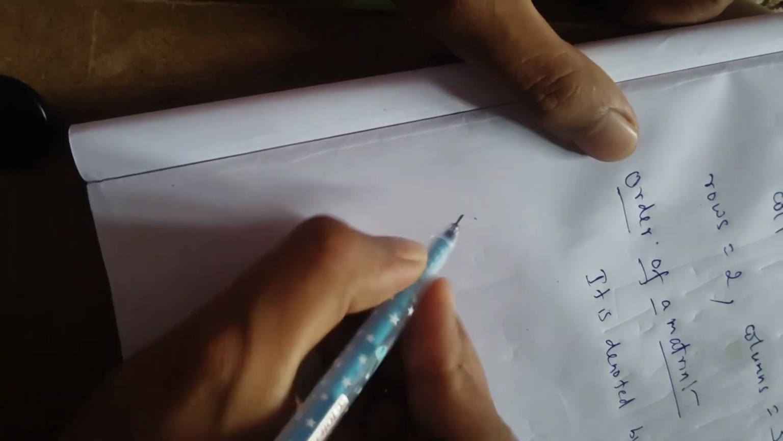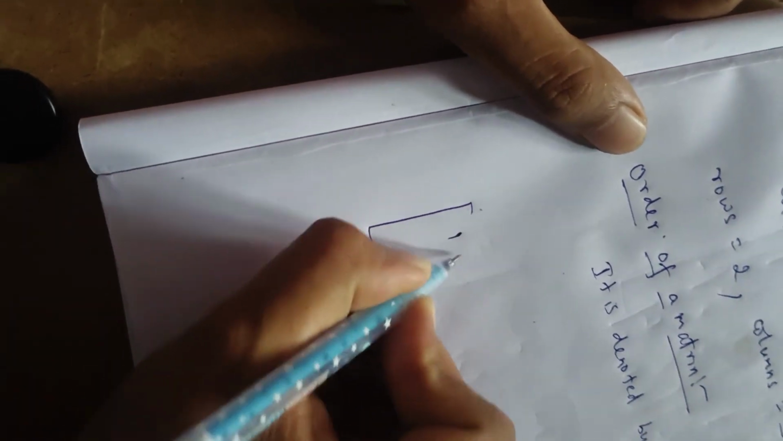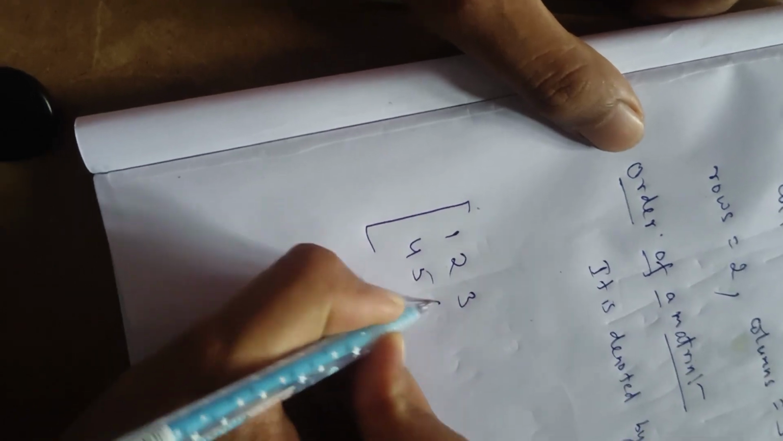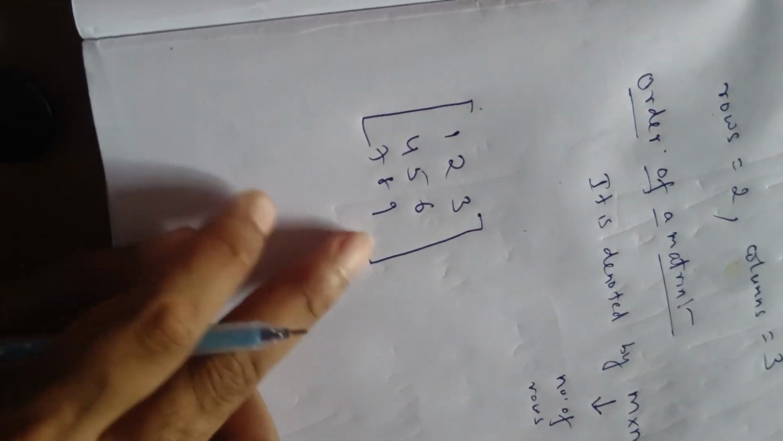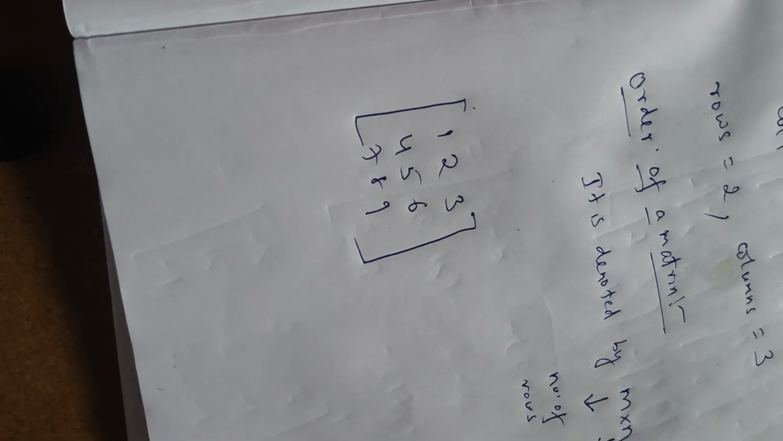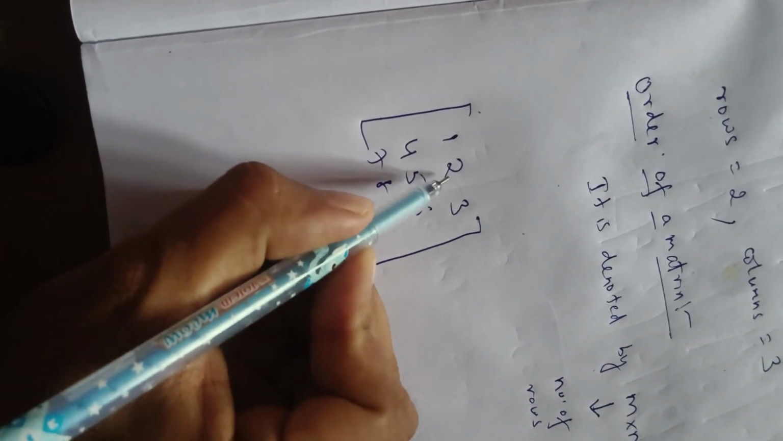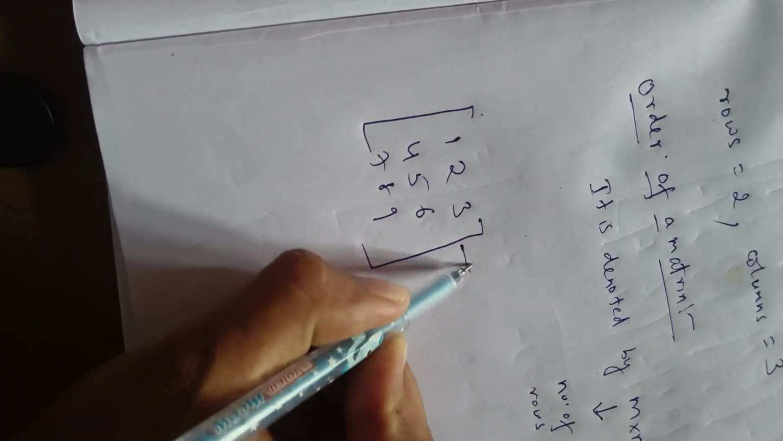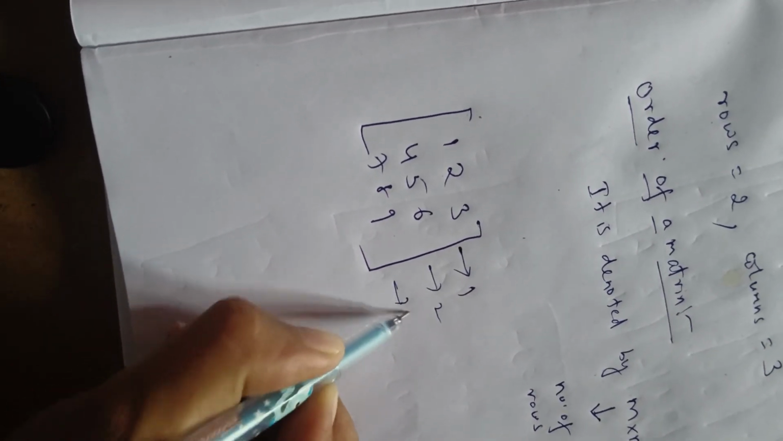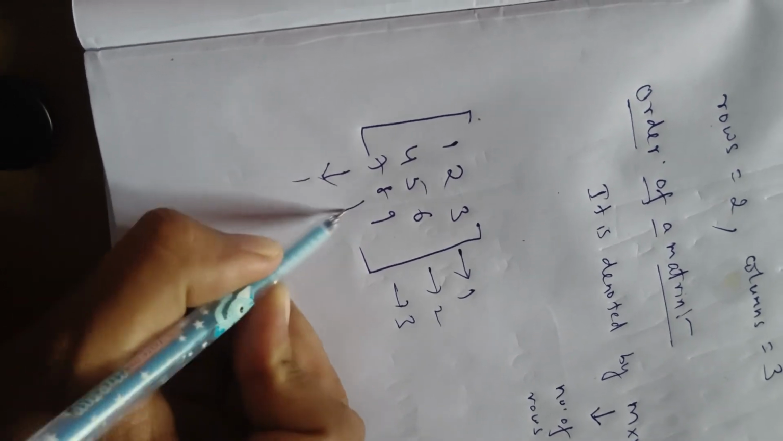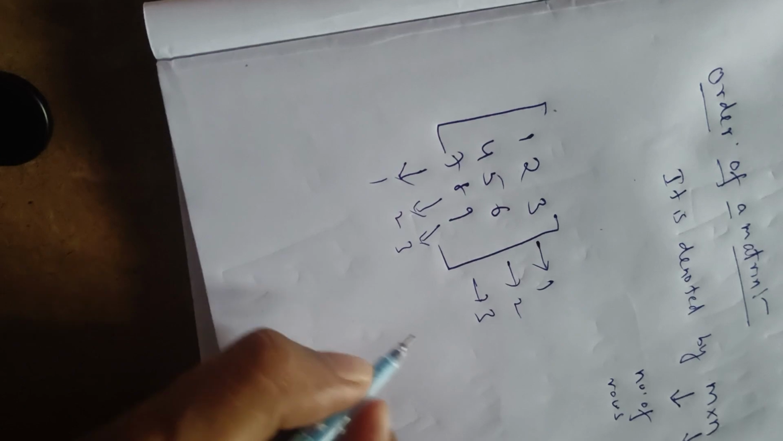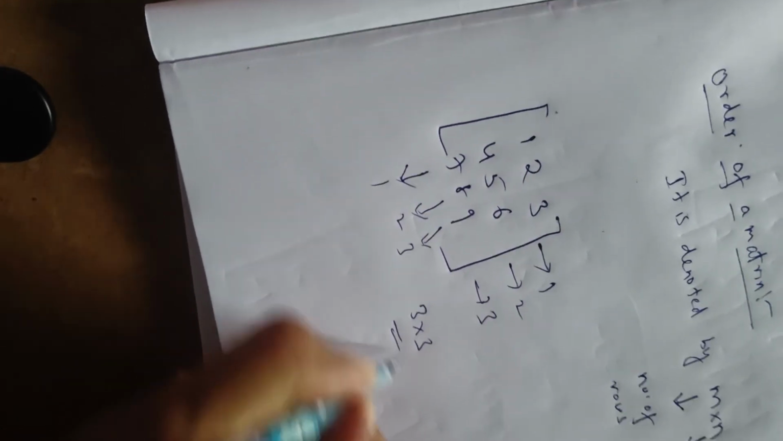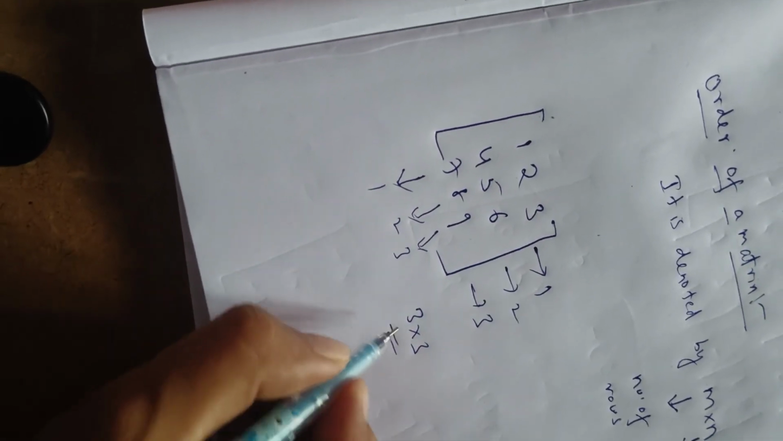See, I will give an example. Can you guess what is the order of the matrix 1, 2, 3, 4, 5, 6, 7, 8, 9? Can you tell me what is the order of this matrix? See, here there are 3 rows, 1, 2, 3 rows and 3 columns, 1, 2, 3. So the order of the matrix is 3 cross 3. This is meant by order of matrix.